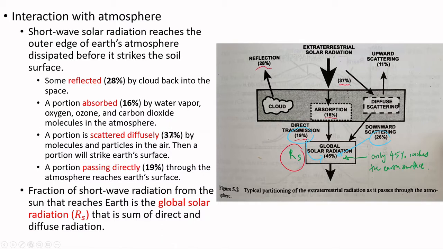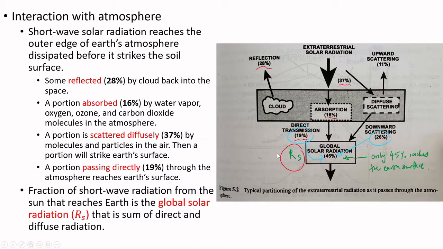A portion is scattered diffusely, 37%, by molecules and particles in the air. So diffuse scattering: upward scattering 11% and downward scattering 26%. We add these two together and get 37%, scattered diffusely. Of course, this downward scattering is the portion that will strike the Earth's surface.